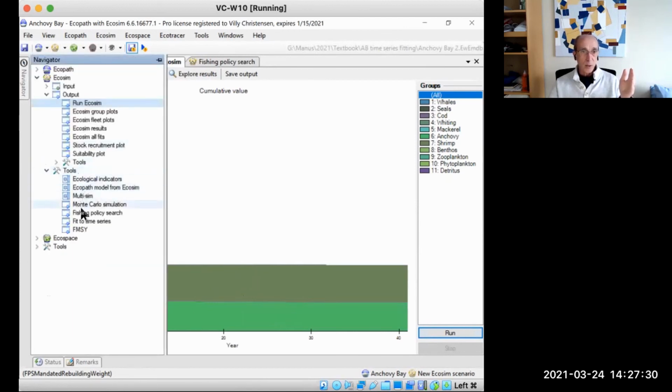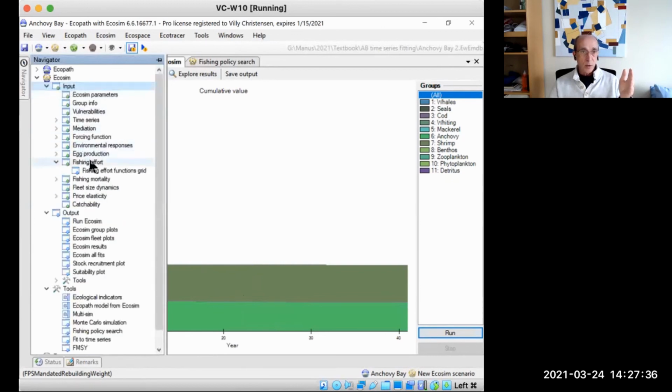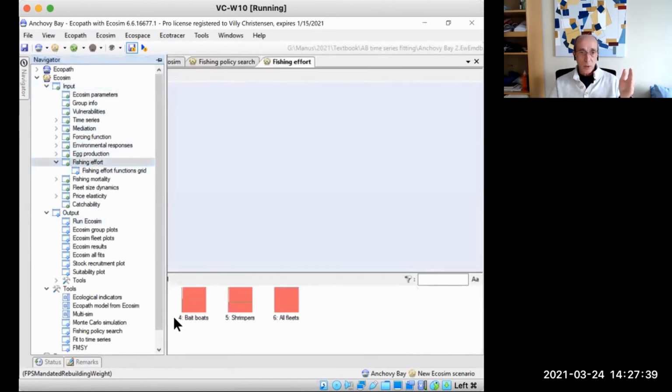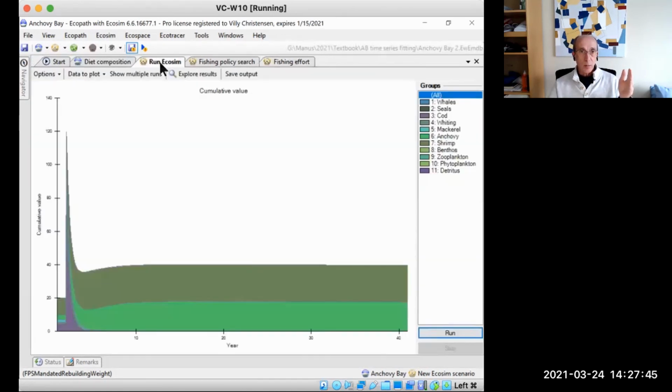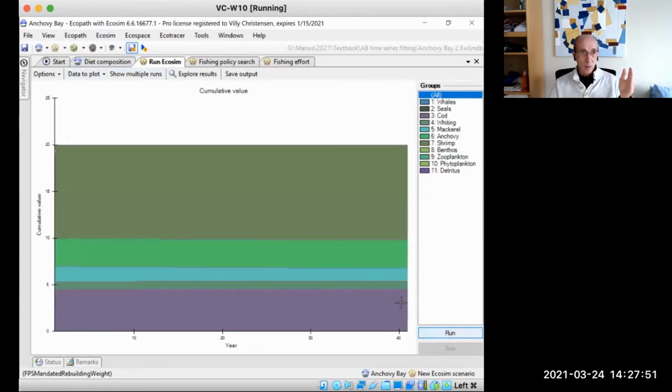Yeah, we could compare this to input, Ecosim input, fishing effort, reset all, run Ecosim, run. See, now we have the 20. It's still dominated by shrimp and anchovy, and we have these other things too. But we were able to extract a value of 40 from this, so double the value. But the cost of this enormous fishing makes it absolutely uneconomical.